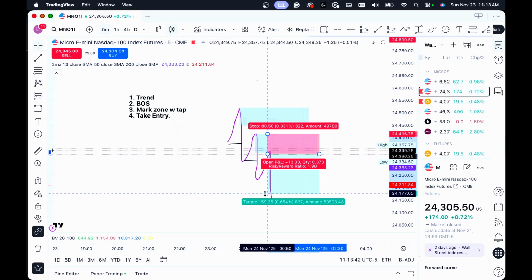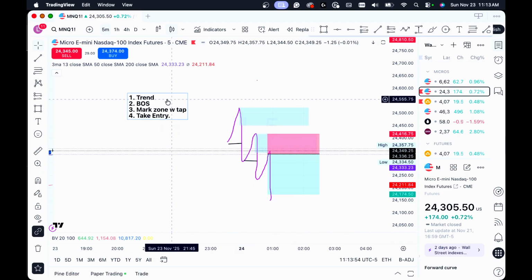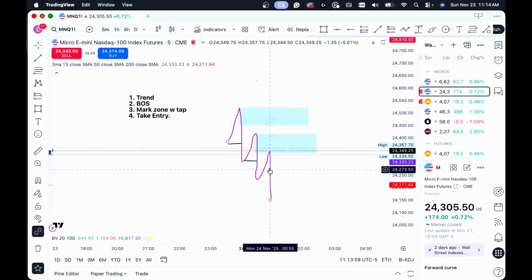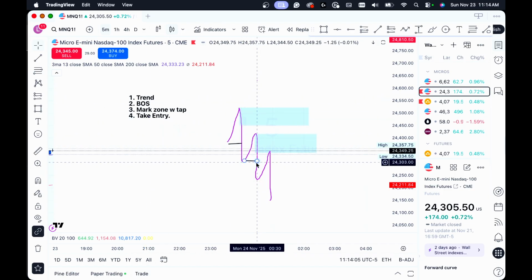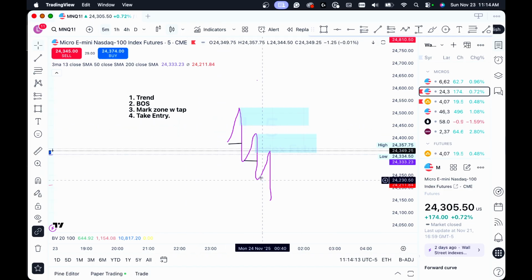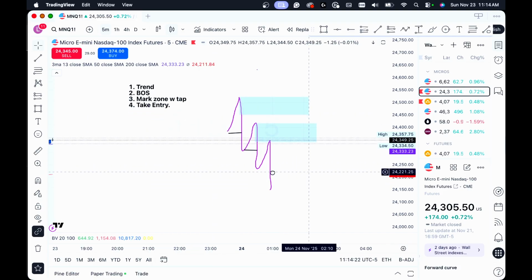That's that in a nutshell. It's close enough, 1 or 2. This is it. Simple. Wait for the trend, going down to the downside. Wait for the break of structure. It broke structure. After the break of structure, you mark your zone. Mark your zone, wait for it and wait for the tap. Since price came back and tapped the zone, the last thing you need to do is take entry.